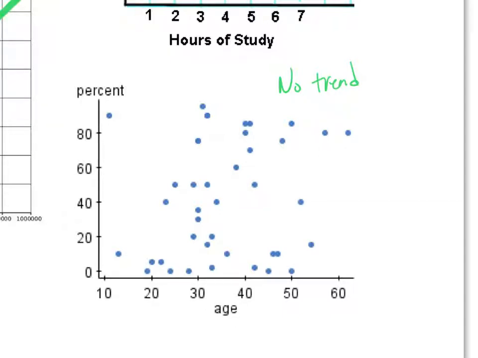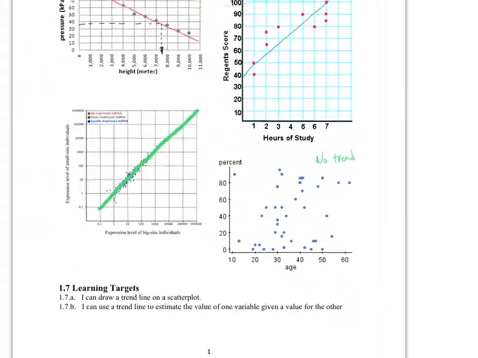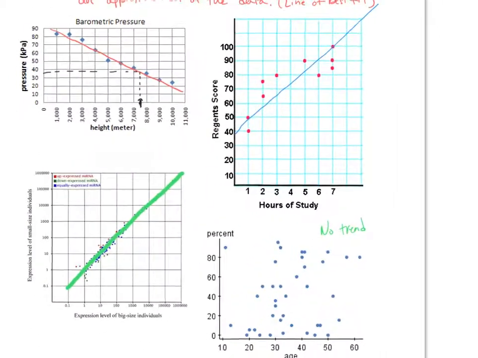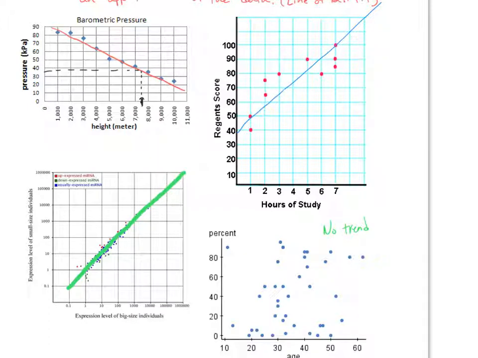Do we have to draw any? Yeah, you're going to have to make a couple graphs. So, again, drawing the line to represent the trend. Positive trend goes up left to right. Negative trend goes down left to right. Sometimes they call it positive relationship, negative relationship. No relationship or neutral or no trend would be similar to this bottom right graph.